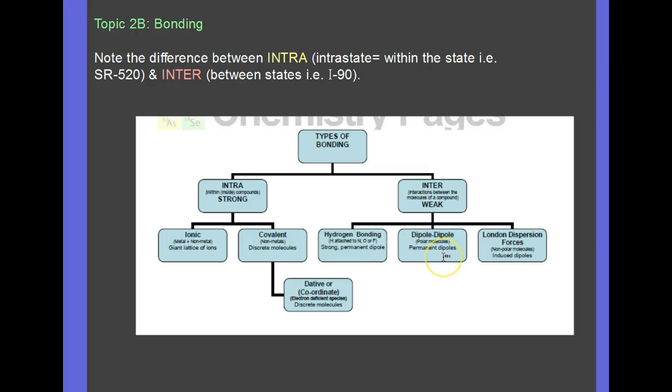We haven't talked about that yet. There's dipole-dipole. These are polar molecules. They have permanent dipoles. Or there's LDFs, London dispersion forces. They're nonpolar molecules in which dipoles are induced.